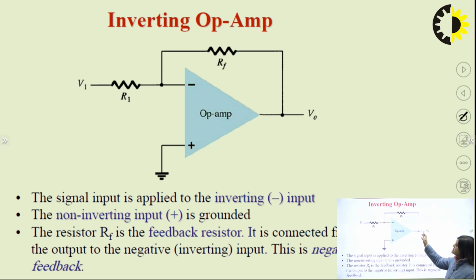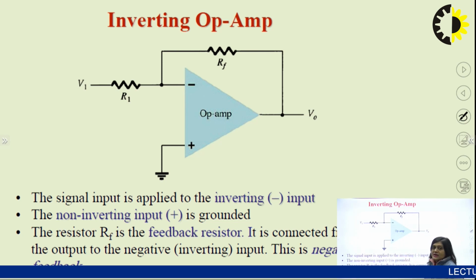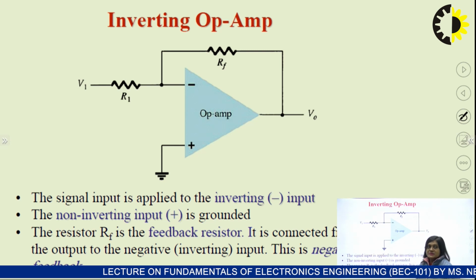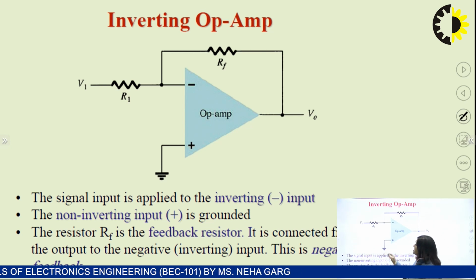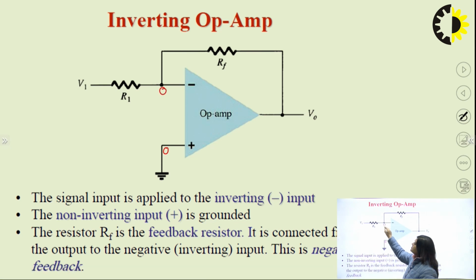So output voltage is there, feedback is there, and R1 is there. In this case, if we want to calculate the output voltage, we know that in case of an ideal Opamp, the input current is 0. In previous slides I have told you the concept of virtual ground. Due to the virtual ground, this positive terminal is grounded, so here the potential is 0. So at this point the potential would be equal to 0, and there is no current flowing into this terminal. So all the current will pass through this resistor RF.